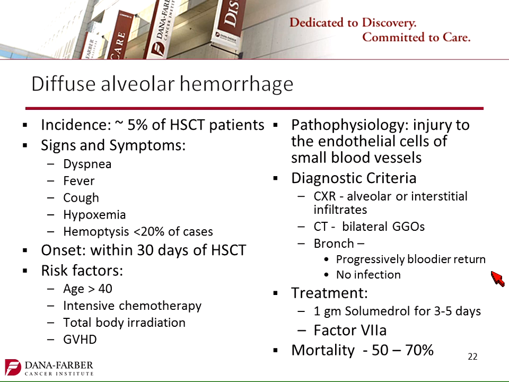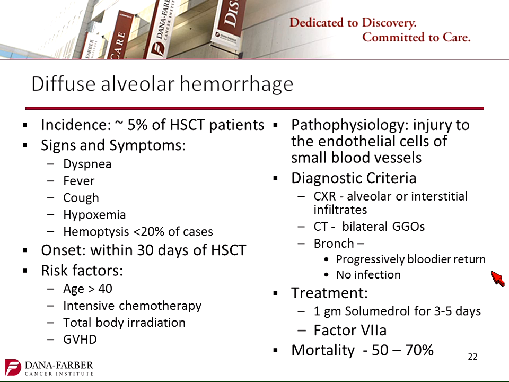So what about diffuse alveolar hemorrhage? This is something we don't see as frequently in the past several years. It's less than 5% of patients. It's shortness of breath, fevers, cough, hypoxemia, and unlike in general medicine patients, hemoptysis is actually quite rare. The onset is within 30 days of transplant. It's usually in older patients who receive total body irradiation and have concurrent graft-versus-host disease. It's related to injury to the cells and small blood vessels from the chemotherapy or radiation.